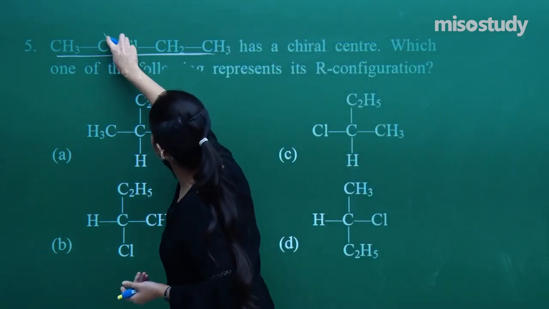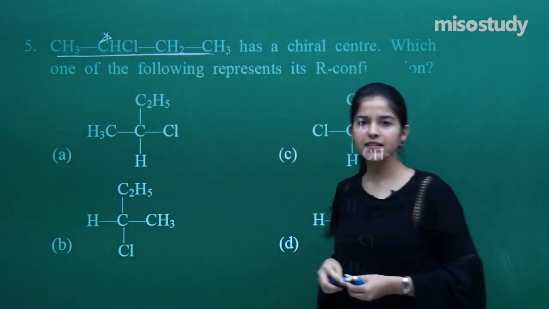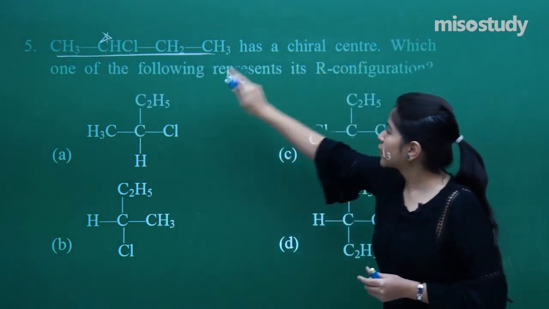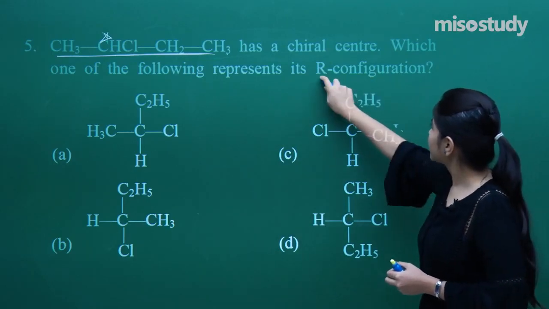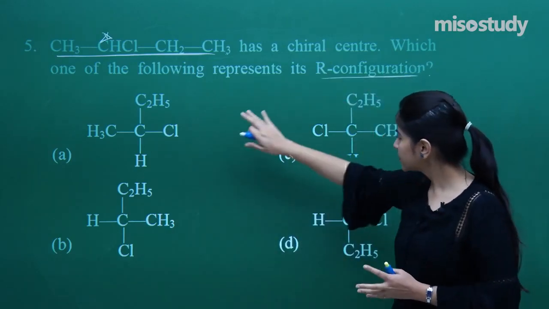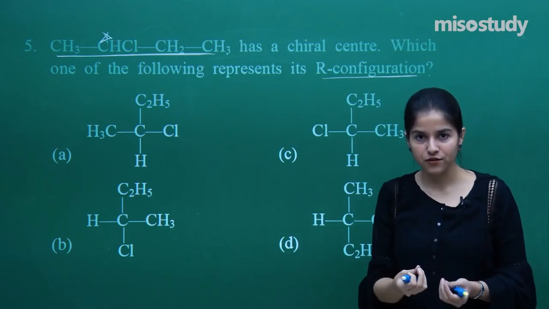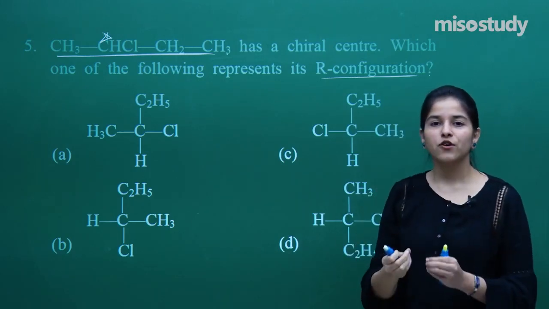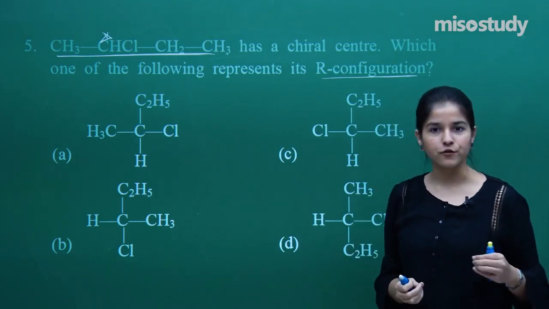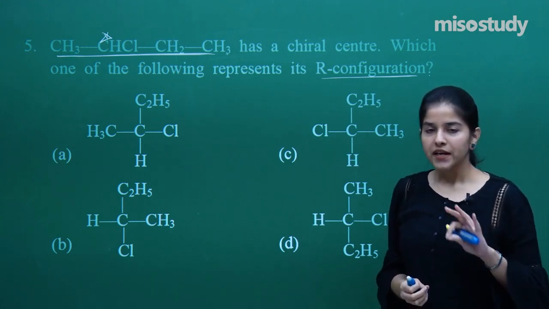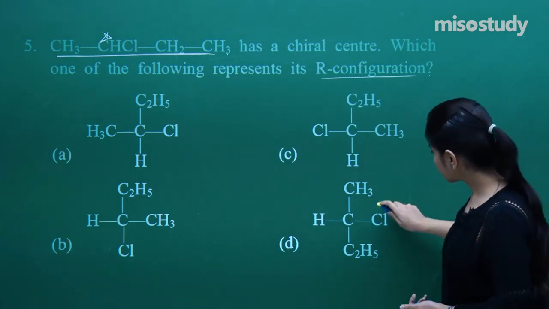If you figure it out, the second carbon, right? Which one of the following represents its R configuration? I just need to see which one is showing the R configuration. I need to assign the priorities and then find out the configuration of each one of them. That is what I need to do. And over here, if I start with option number D.